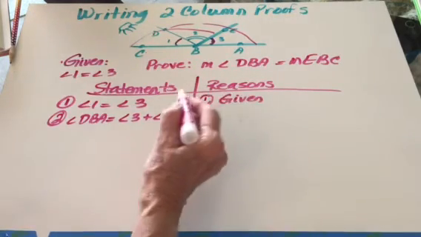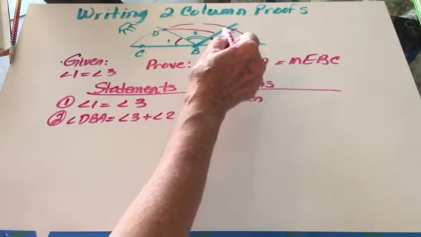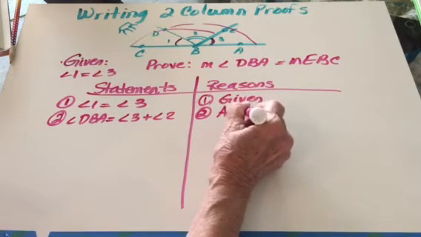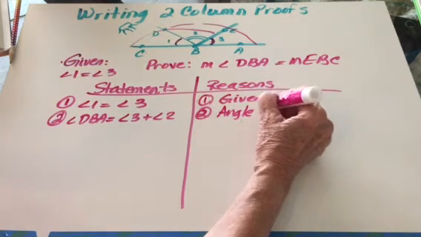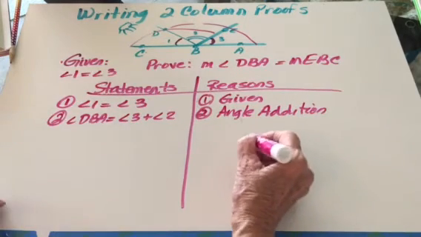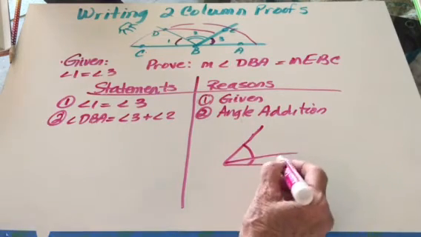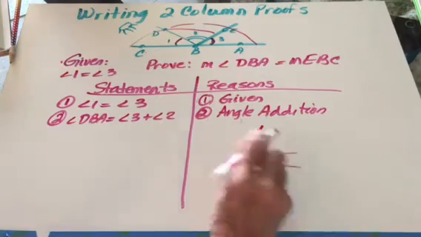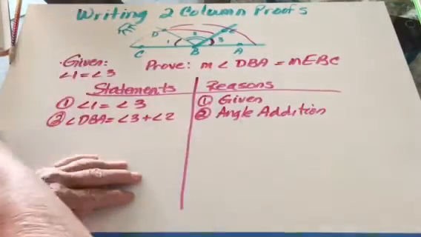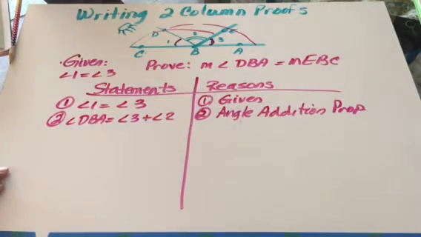All right. You know why? Do you remember this? DBA equals 2 plus 3. Do you remember why? Because of the angle addition property. Remember, if I have an angle like this and I divide it into 2 of them, well then this plus this equals the whole thing. That was from a couple of lessons ago. Angle addition property. So I'll just write down angle addition. If you guys don't write property each time, I'm not deducting that kind of stuff. All right, so that's that.